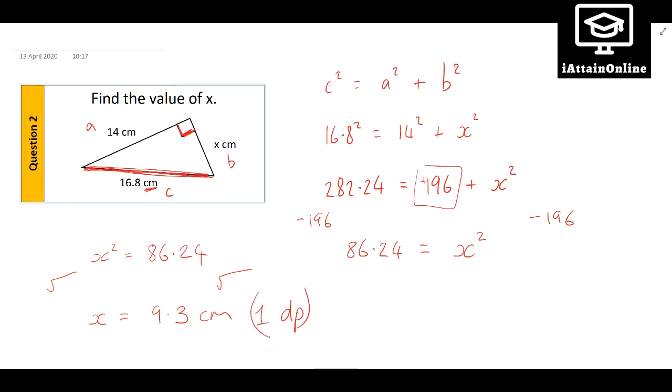It's always worth checking at the end whether or not that looks reasonable. So 9.3 centimetres, remember it cannot be longer than the hypotenuse, and if this length, the hypotenuse represents 16.8 and this length represents 14, it seems realistic to me that that could be 9.3 centimetres, this length here. Okay, that's the first 2 questions.